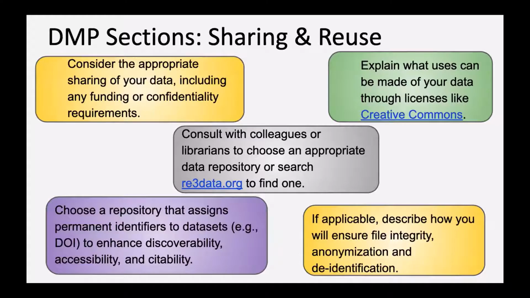But one of the big things to think about is choosing a repository that assigns permanent identifiers to data sets. And typically that will be in the form of a digital object identifier, or a DOI, which really supports the discoverability and the accessibility, and as well the citability of your data. And I know further in the week, we'll be talking about Pillar 3 of the Tri-Agency Policy on data deposit, and we'll be presenting a bit more and giving information around those.